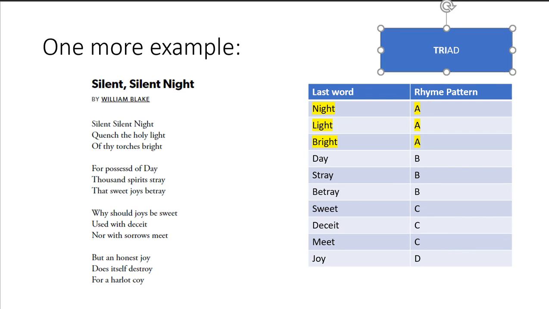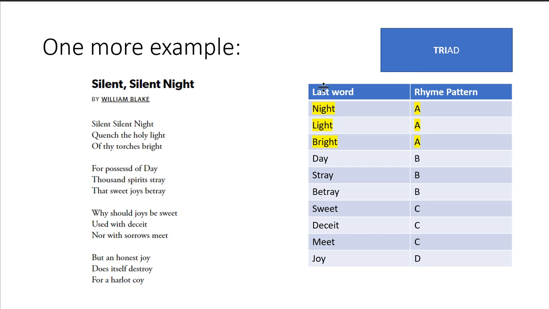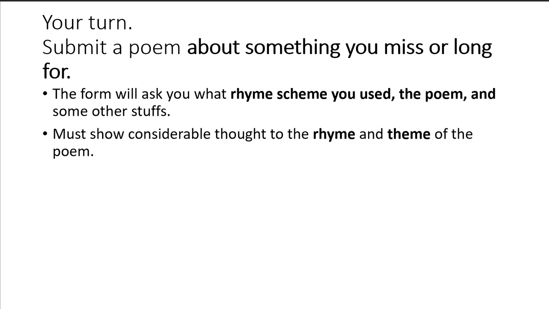So here's your assignment. You're going to submit a poem on forms about something that you miss or long for. The form is going to ask you for the rhyme scheme that you've picked, so you're going to need to know probably ahead of time and do some drafting. You could even do this chart of words that you want to use and connect together and submit the chart. You're going to submit the poem, and then I'm going to ask you for a little bit of reflection, but these are the 2 main things that I'm going to grade you off of.